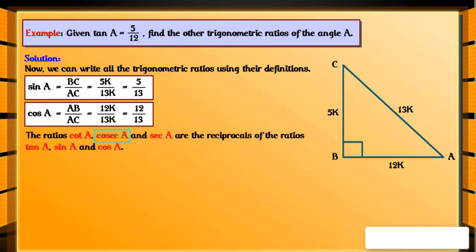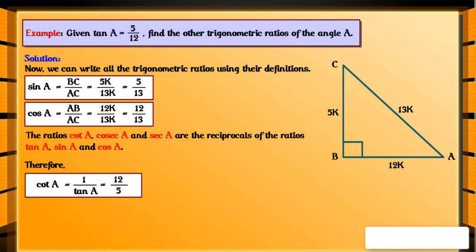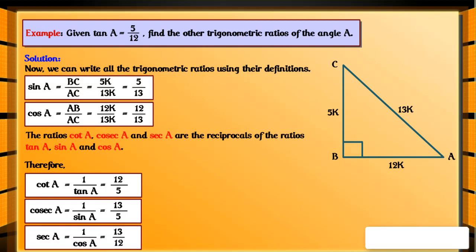The ratios cot A, cosec A and sec A are the reciprocals of the ratios tan A, sin A and cos A respectively. Therefore, cot A is equal to 1 upon tan A, is equal to 12 upon 5. Cosec A is equal to 1 upon sin A, is equal to 13 upon 5. And sec A is equal to 1 upon cos A, is equal to 13 upon 12.